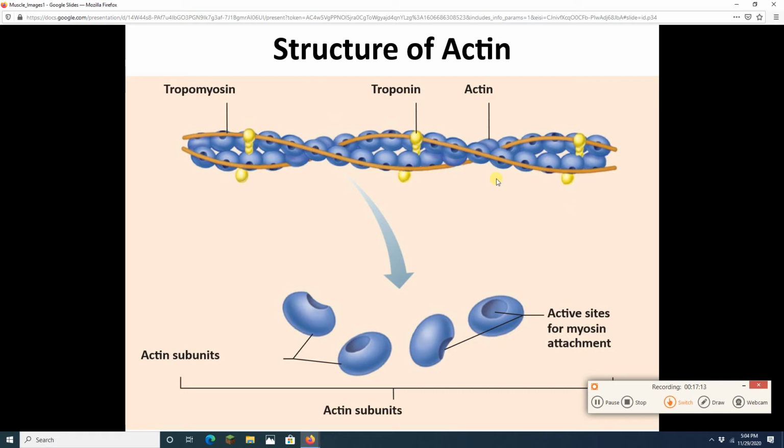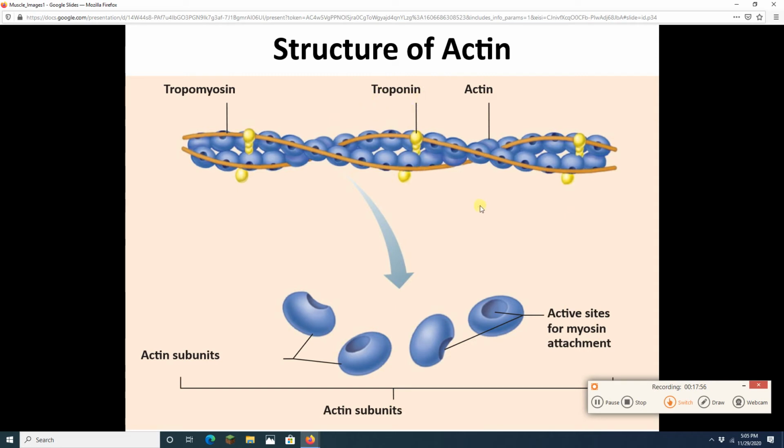And so under normal situations, myosin is blocked from binding to actin by this protein called tropomyosin. This is why muscle cells are not just constantly contracting, because the myosin physically cannot grab onto the actin unless we give it permission to. It can't grab onto the actin because the actin is blockaded by this protein called tropomyosin. There's another protein here. It's a regulatory protein called troponin.